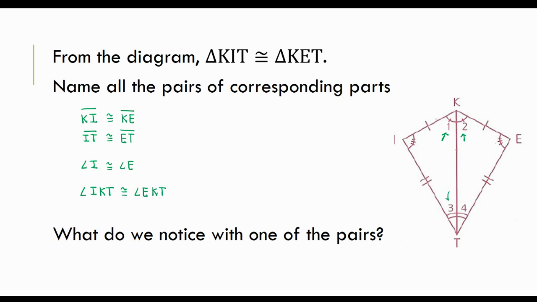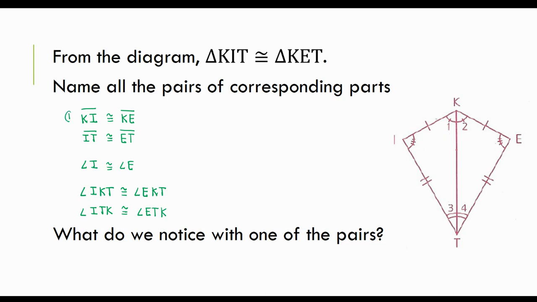Notice how we also have angle 3 and angle 4 marked the same. I'm going to use letters. Notice that T has to be the vertex. So I'm going to say angle ITK, which means that it'd be angle ETK as well. So that looks like everything that's marked up in my picture.